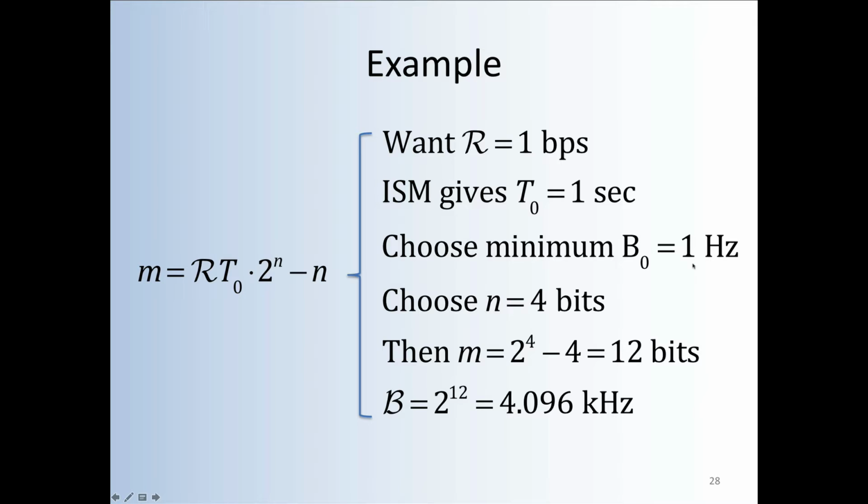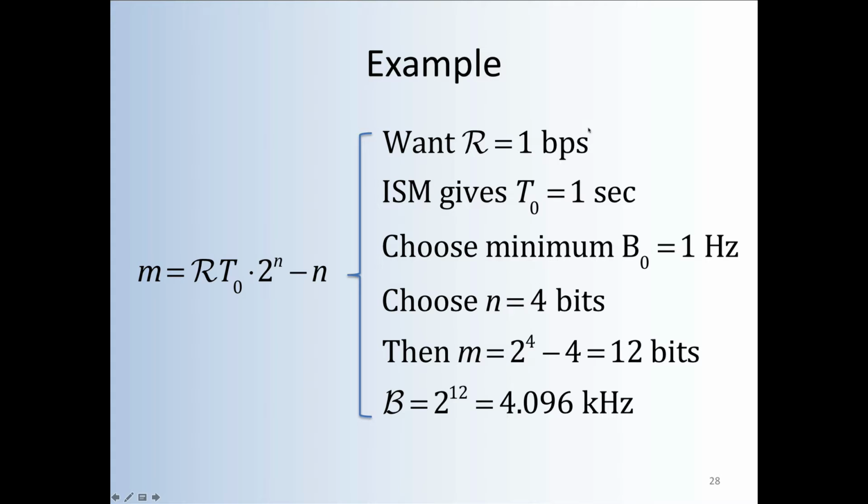Now, generally, the B0 of the ISM is on the order of kilohertz for most situations, but we're going to choose it to be the absolute minimum that we can get away with, because a signal with time duration 1 second can't have a bandwidth less than about 1 hertz. So this is about the lowest bandwidth we can get away with. And so if we choose, for example, n equal to 4 bits in the time dimension, then m, according to this formula, has to be 12 bits. And the bandwidth then is equal to 1 hertz times 2 to the 12th, or about 4 kilohertz.